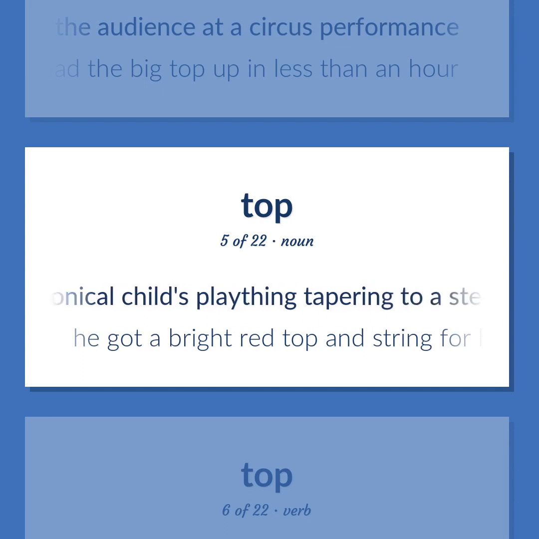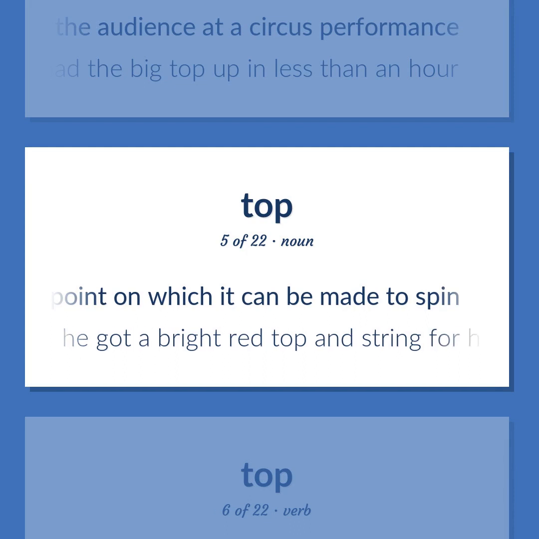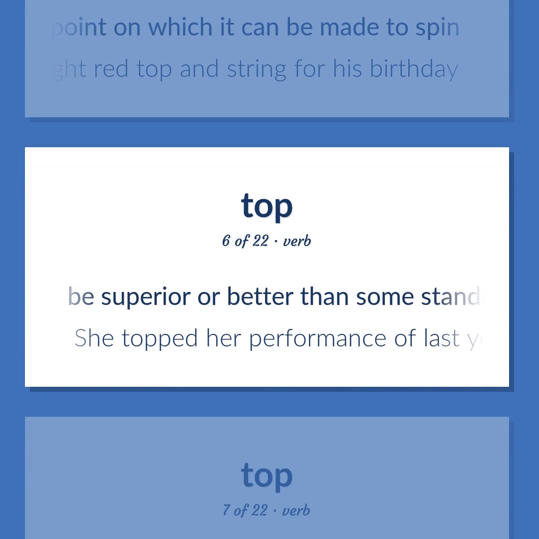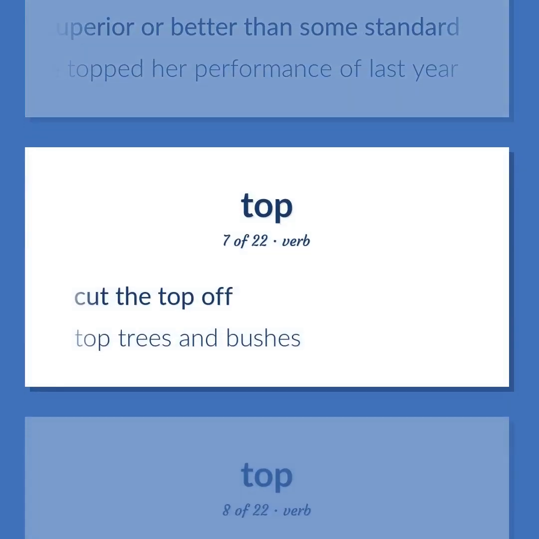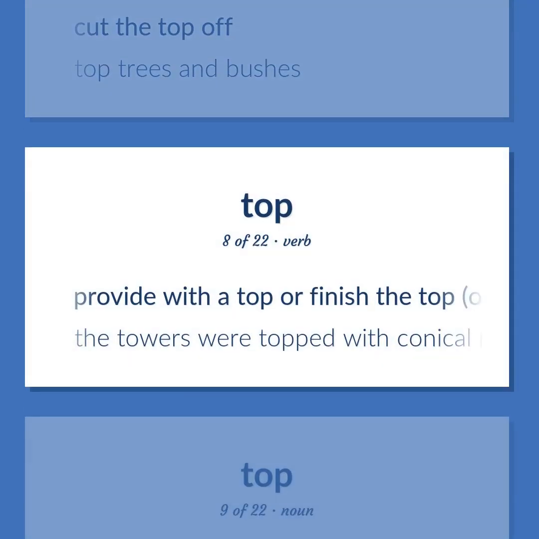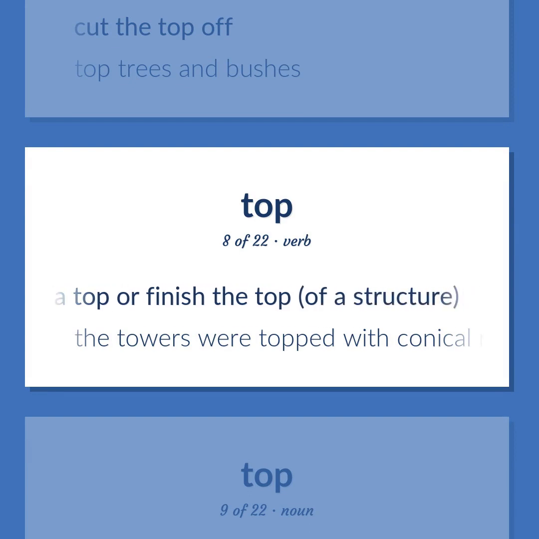A conical child's plaything tapering to a steel point on which it can be made to spin. He got a bright red top and string for his birthday. Be superior or better than some standard. She topped her performance of last year. Cut the top off. Top trees and bushes. Provide with a top or finish the top of a structure. The towers were topped with conical roofs.